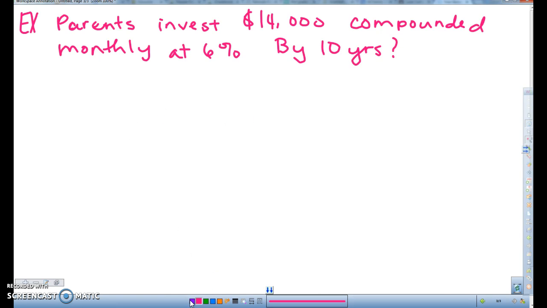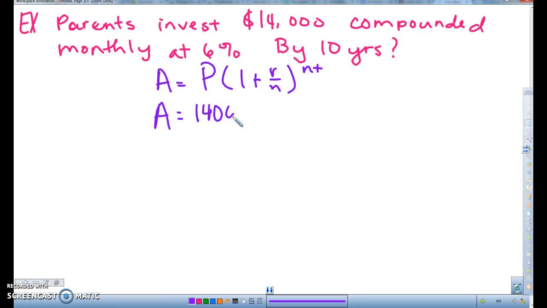Okay, so the first thing I'm going to always do is write that formula. And the more you write it, the better. So A equals P times 1 plus r over n to the nt. We don't know what they're going to have after 10 years, so that's going to stay A. My principal investment was $14,000 times 1 plus my rate, which is 0.06. It's compounded monthly, so n is 12 to the nt, or 12 times 10.